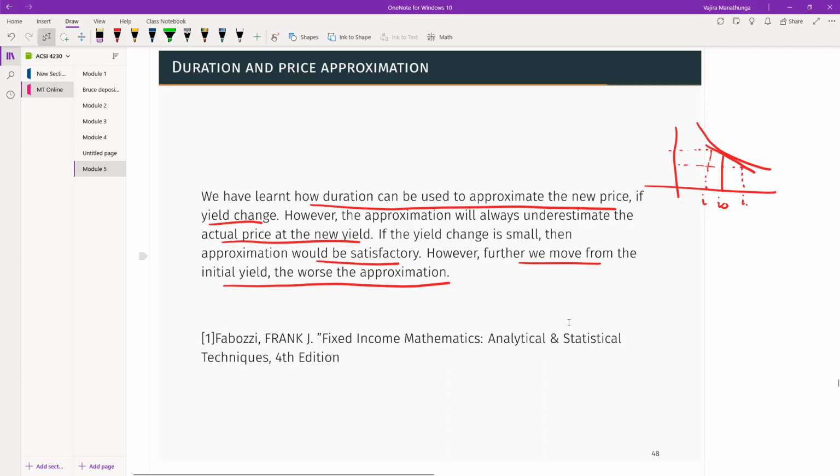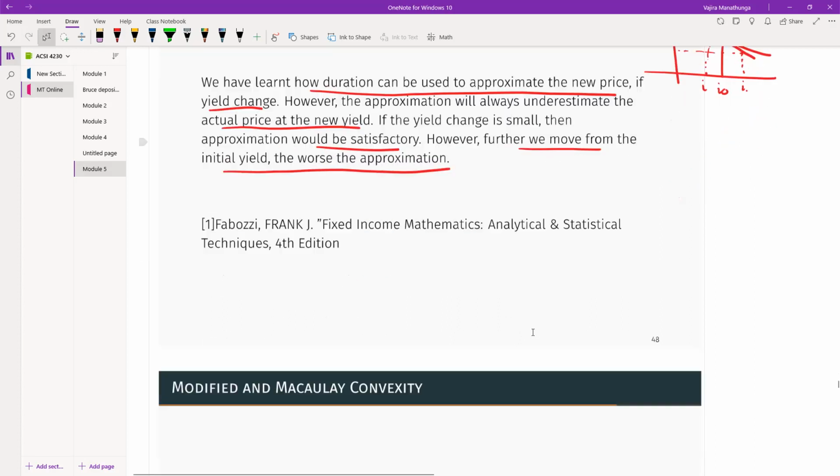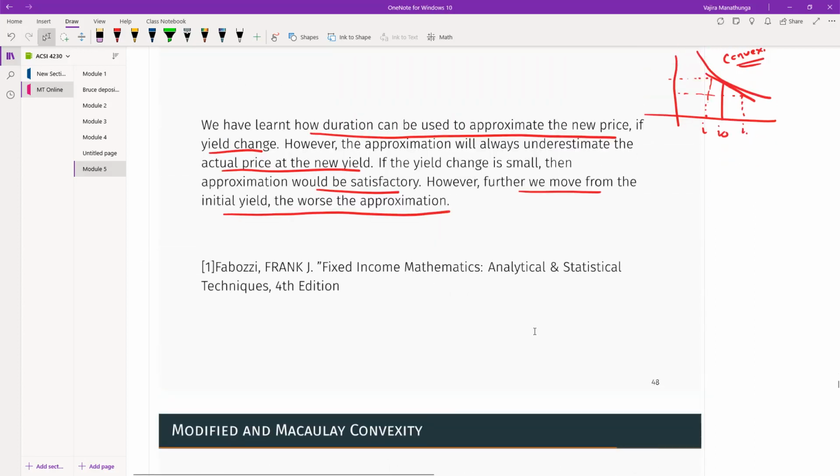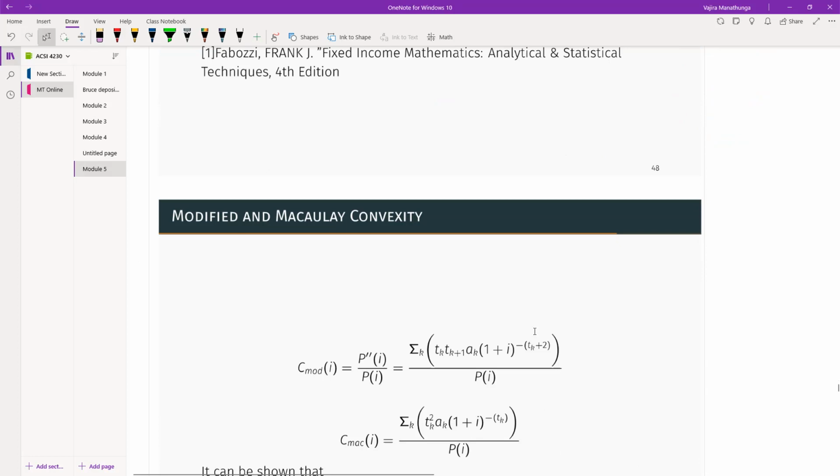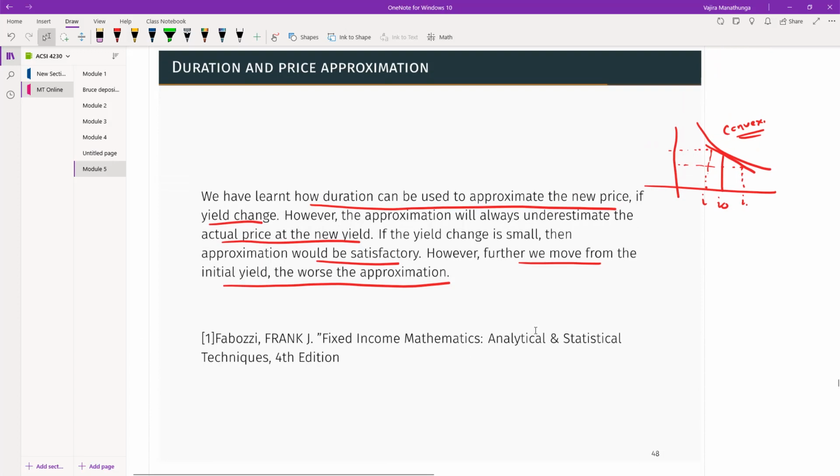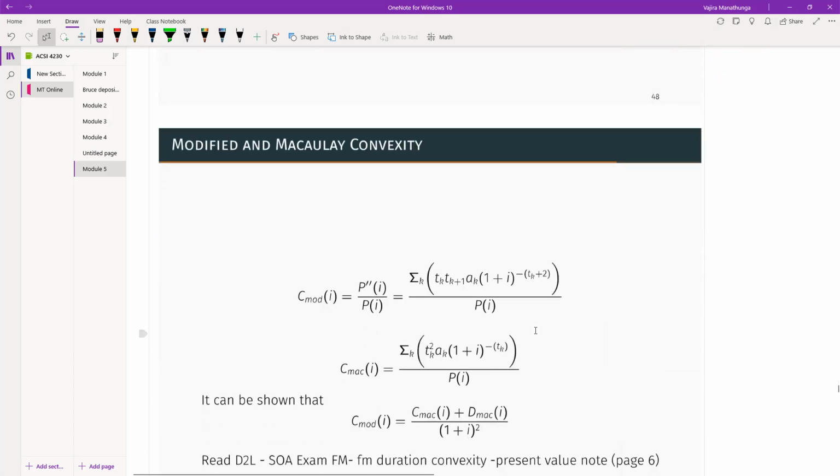So how can we avoid that? The problem actually is because of the convexity. You can see the curve is convex. So one thing we can do, we can add the second derivative term. That's why we have this new term or new definition, convexity.